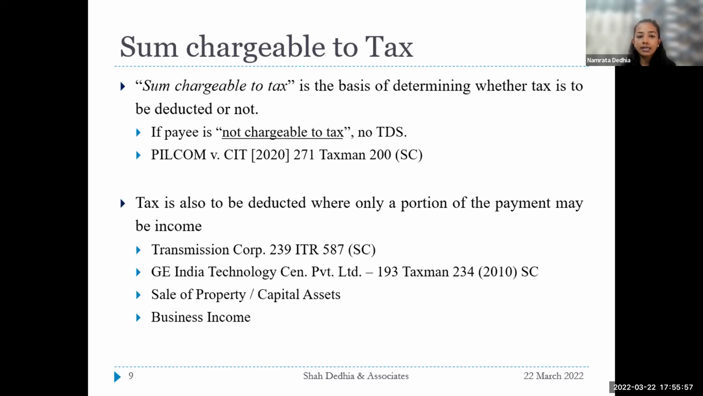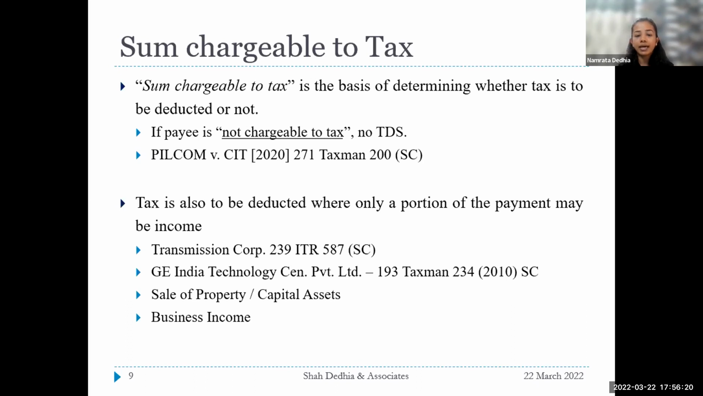So the law is very clear. You may come to a conclusion that the whole is not deductible, whole of the amount is not chargeable, but you cannot come to the conclusion of how much is chargeable. So the ideal way in that is to approach the AO, file an application under 195(2) or 197.